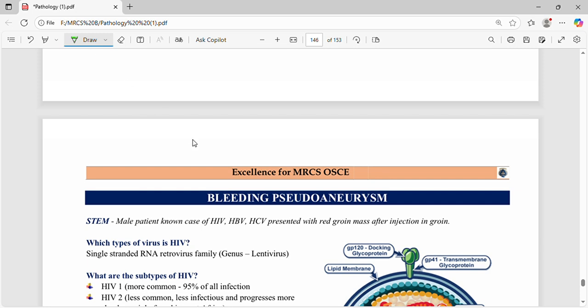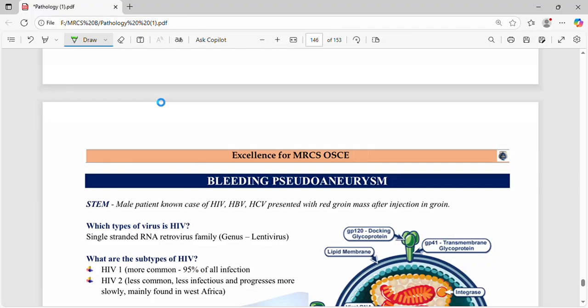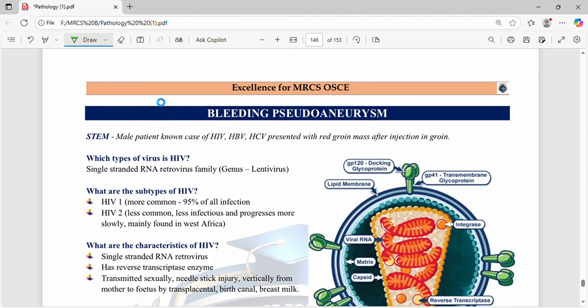Okay, so today we are going to discuss bleeding pseudoaneurysm. A male patient, known case of HIV, hepatitis B, and C, presented with a red groin mass after injection in the groin.